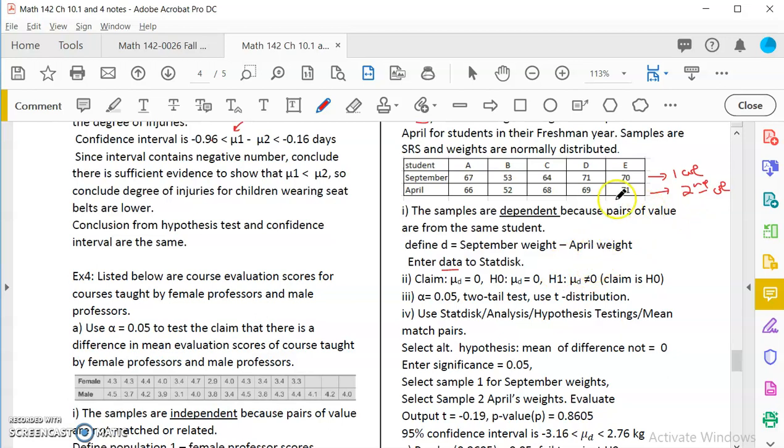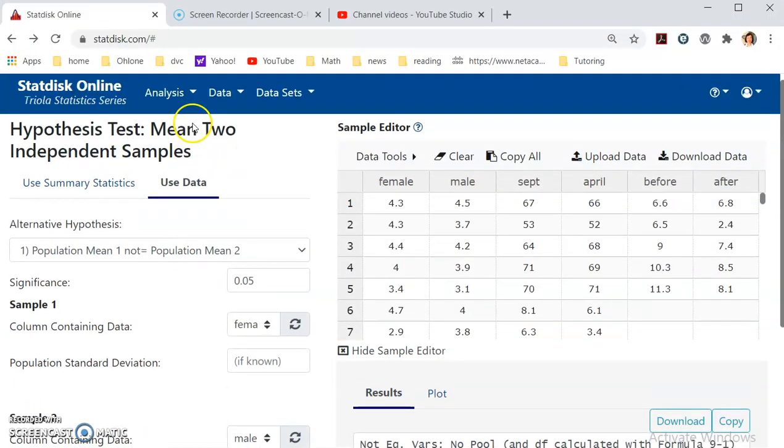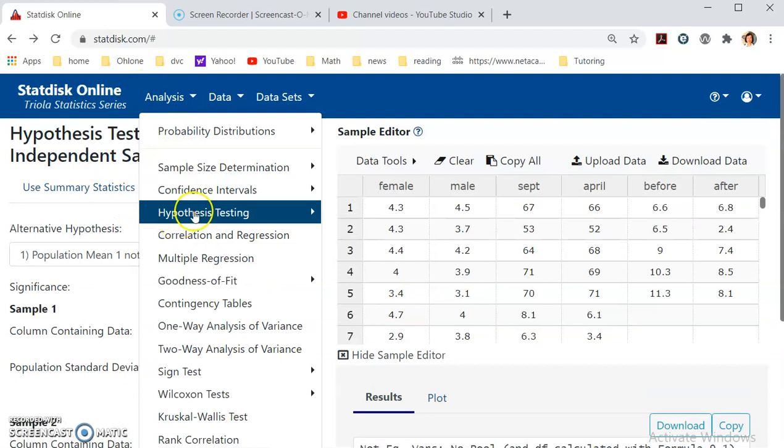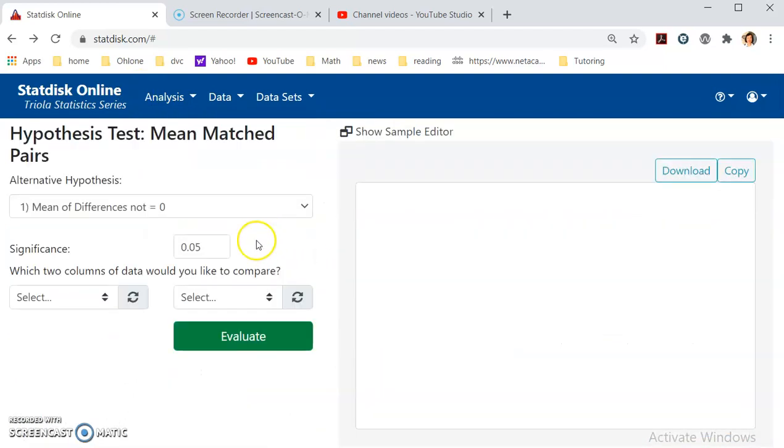And then we say because there's no difference, our claim is mu D. So we don't say mu1, mu2, we say mu D if we have dependent samples. Just this you need to remember. You introduce something called mu D, you run the statistics hypothesis mean matched pairs. I don't have that much time, so I would just run it really quickly. Hypothesis test mean matched pairs because it's dependent.